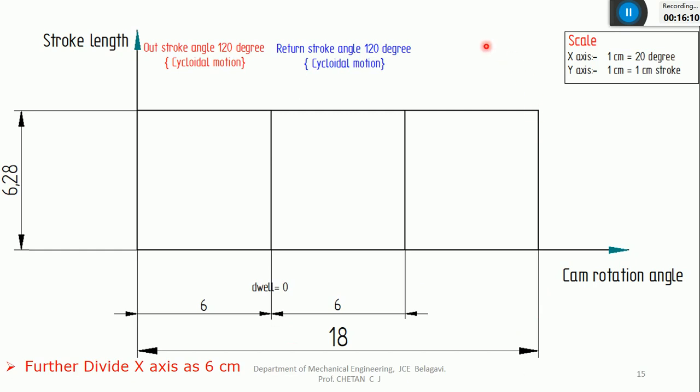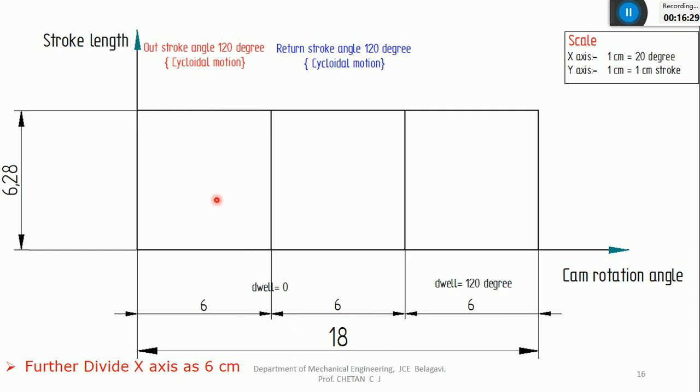The remaining angle is 120 as I have noted in the given data. 120 means 120 by 20, so again it will become 6 centimeters because the dwell angle is 120. So you can take the summation. Total, it will become 6 plus 6 plus 6, total 18 centimeters.